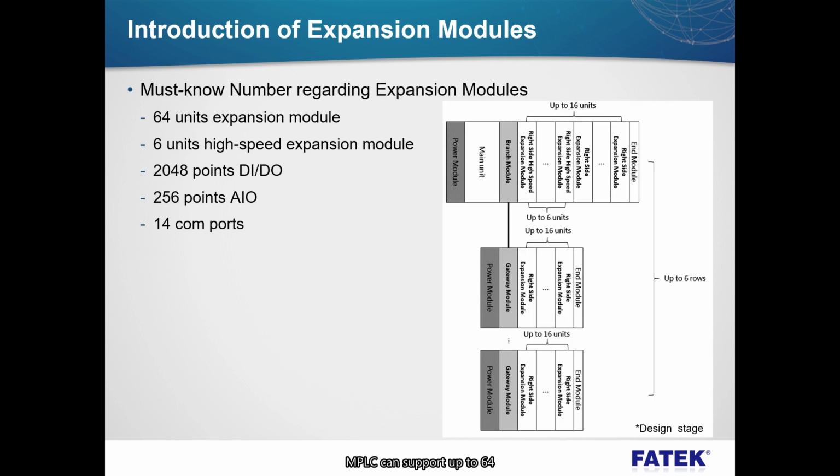MPLC can support up to 64 expansion modules, 6 of which can be high-speed expansion modules, 2048 points of which can be digital inputs or outputs, 256 channels of which can be analog inputs or outputs, and 14 ports of which can be serial ones, adding up to the built-in RS-485S of the CPU unit.